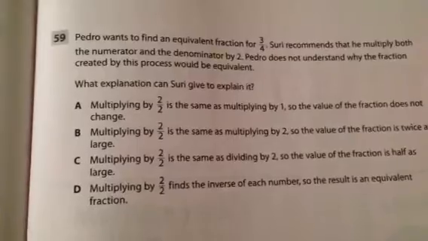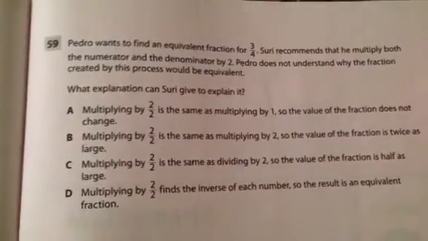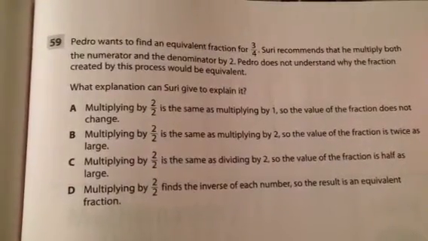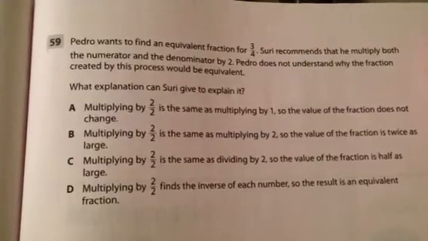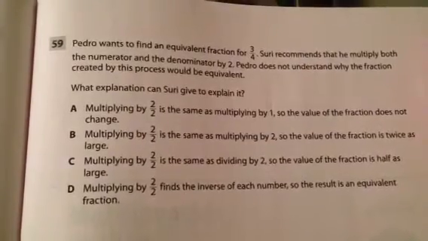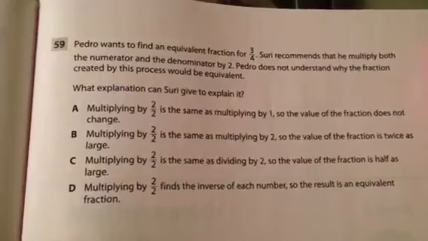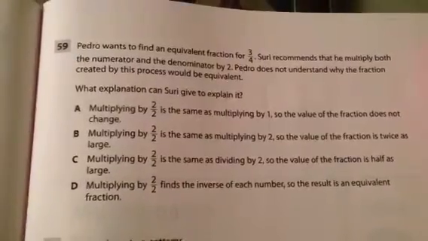Okay. Another wordy problem. Don't get frustrated by these types of problems. Pedro wants to find an equivalent fraction for 3/4. So he recommends that he multiply both the numerator and denominator by 2. So Pedro does not understand why the fraction created in this process will be equivalent. What explanation can Suri give?